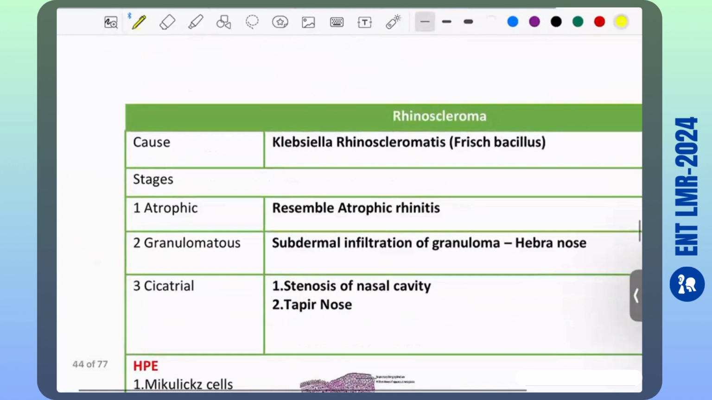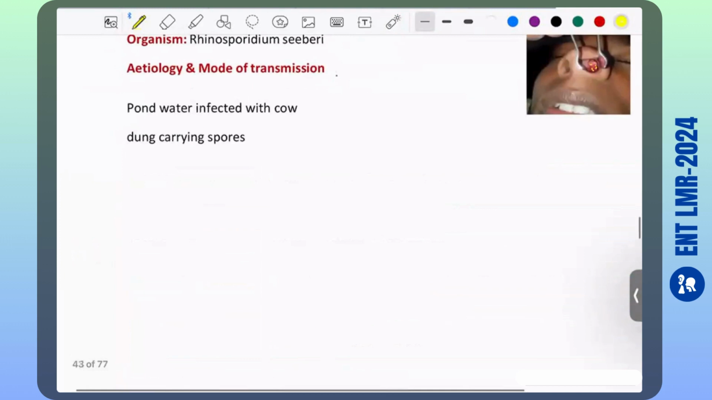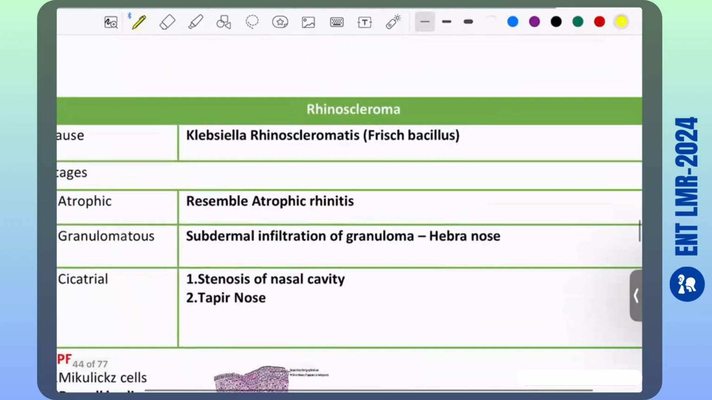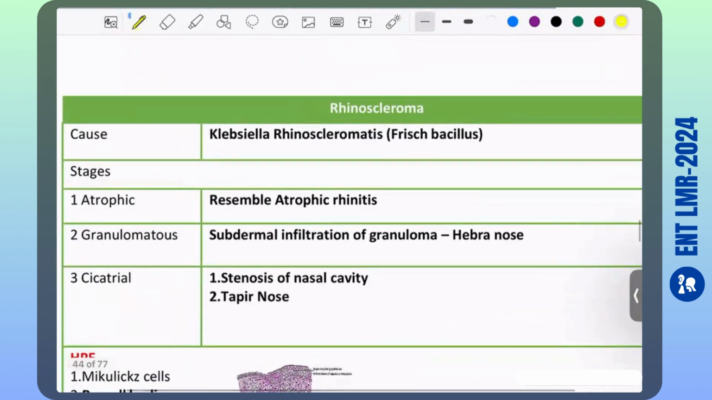Rhinoscleroma is different: rhinosporidiosis is a protozoa infection, but rhinoscleroma is a bacterial infection. It is caused by Klebsiella rhinoscleromatis, which is called the fish bacillus. It has 3 stages. The first one is the atrophic stage. The second one is the granulomatous stage. The third one is the cicatricial stage.